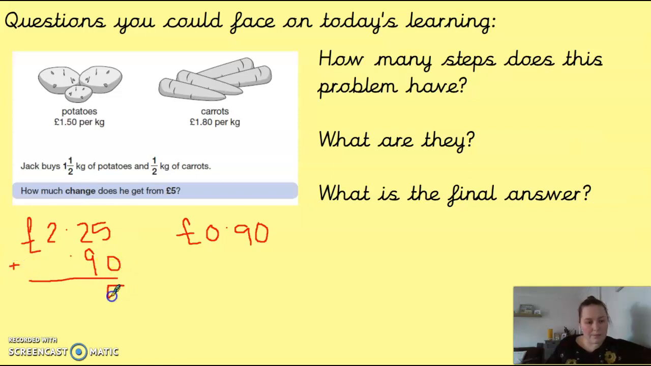So let's do that. Oh, I've got my decimal point. See, that's why it's really, really important. Right, £3.15. So now, back to my question, how much change did he get? So I'm going to count up to £5. £3.15. It's going to take 85p to get to £4, and then £1 more to get to £5. So £1.85 is his change. So lots of steps there.